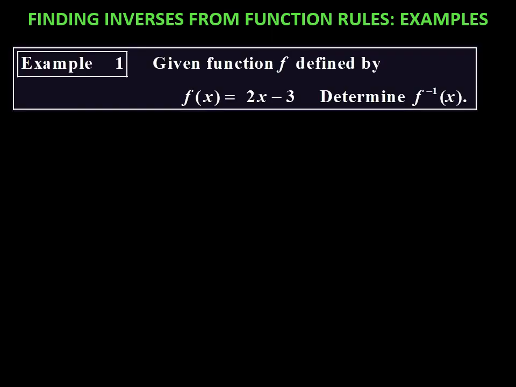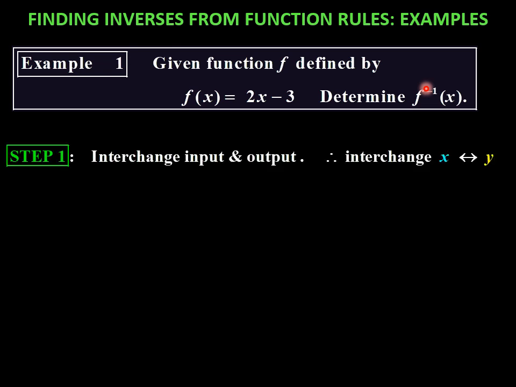Let's look at some examples. In this example here, we have the rule f(x) equal to 2x minus 3, and we want to determine the inverse rule. So let's see, how do we start? First of all, we have to interchange the input and the output value. So the x becomes a y and the y becomes an x. So let's just look at the color coding there. I have x in blue and y in yellow. So we now interchange them. You see the y became an x and the x becomes a y.